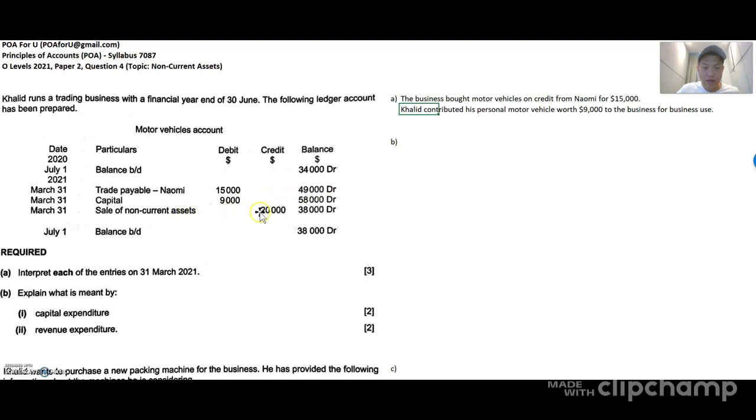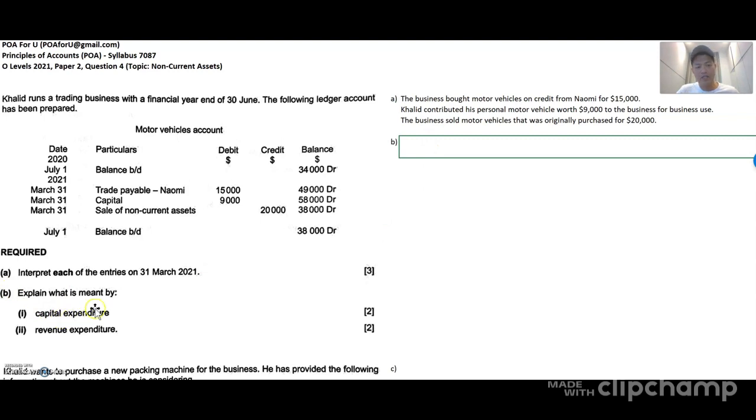The last one, the credit is to the motor vehicle account and therefore the debit is to the sale of non-current asset. You would see that this account only exists when you sell assets, and you are essentially moving the cost of the motor vehicles to this sale of non-current asset account. So what's actually happening here is the business sold a motor vehicle that originally cost 20,000. Okay, so that's the first part.